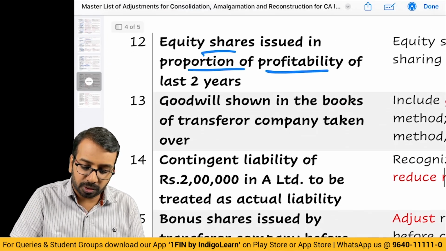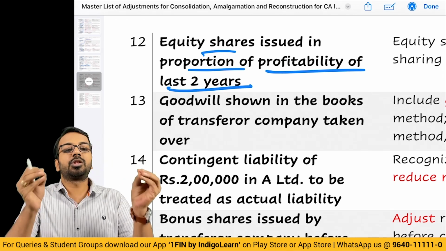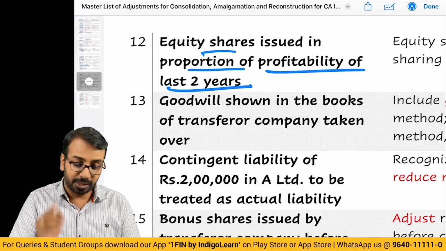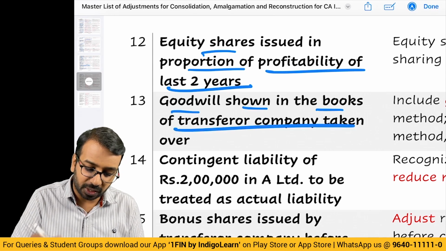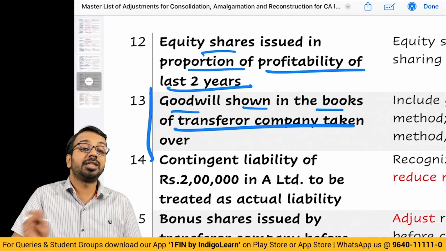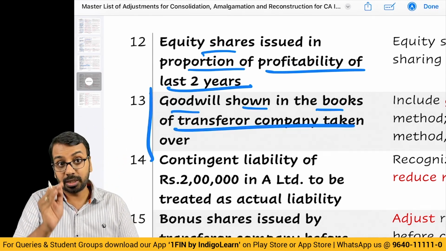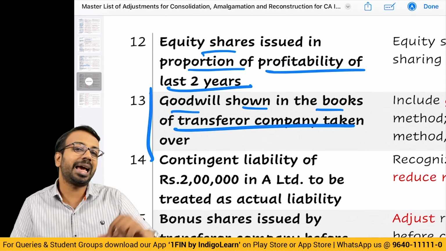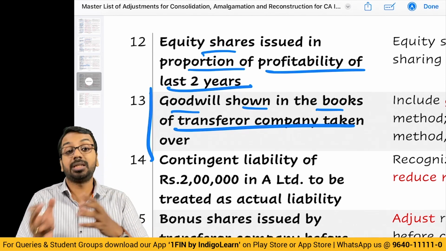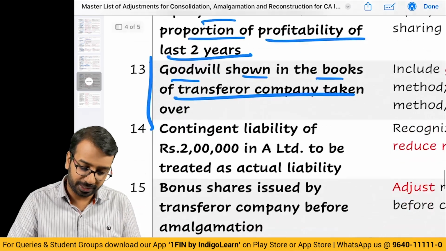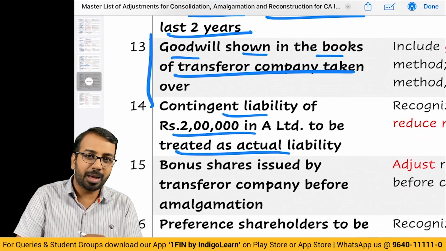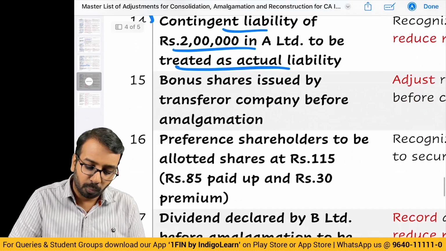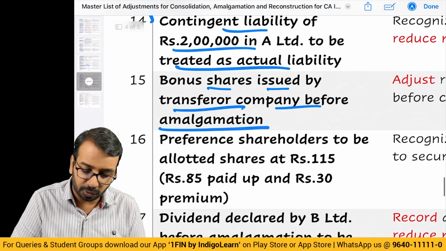Equity shares in proportion of profitability of the last 2 years. Compute the profitability. In that ratio, you will split the purchase consideration. Goodwill shown in the books of the transferor company: if amalgamation is in the nature of purchase, then you will not consider this or take it over. You will calculate goodwill separately. But if it is in the nature of merger, then you will take it. Contingent liability to be taken as actual liability, you will take it as a part of actual liability and reduce the net asset.